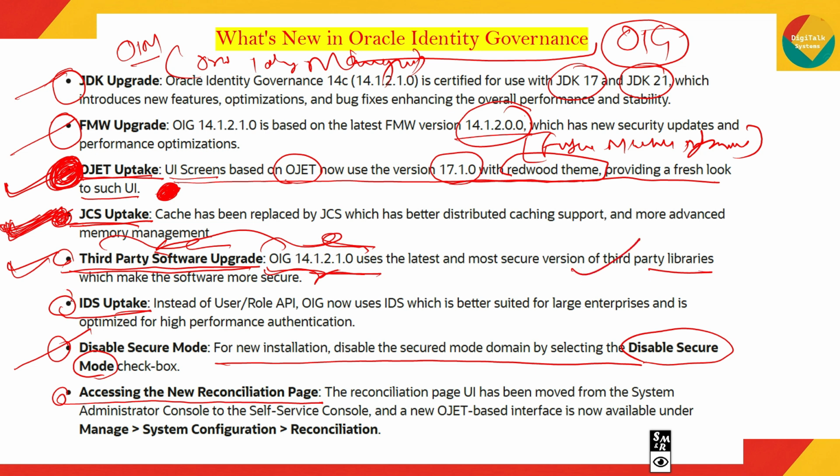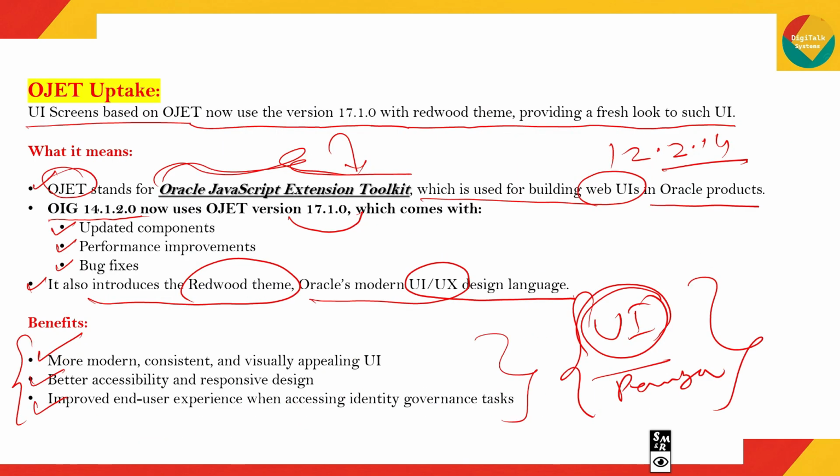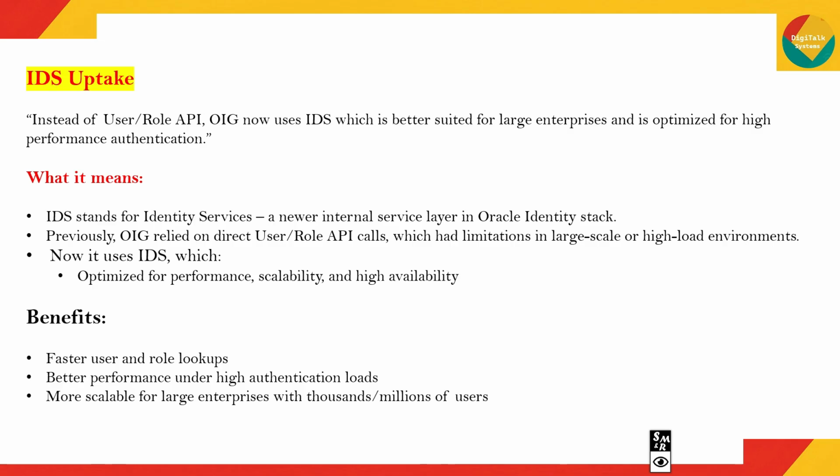Right now, the last one is the IDS uptake. For this IDS uptake, I haven't seen much detail on the Oracle portal or specifically in the 14.1.2.0 documentation. I haven't seen any information about this one. So the update that I am giving you here is completely based on my understanding and my experience. So what does it mean when we say IDS update?